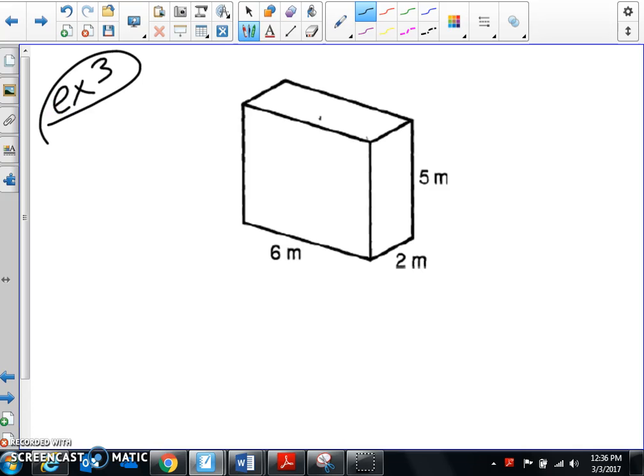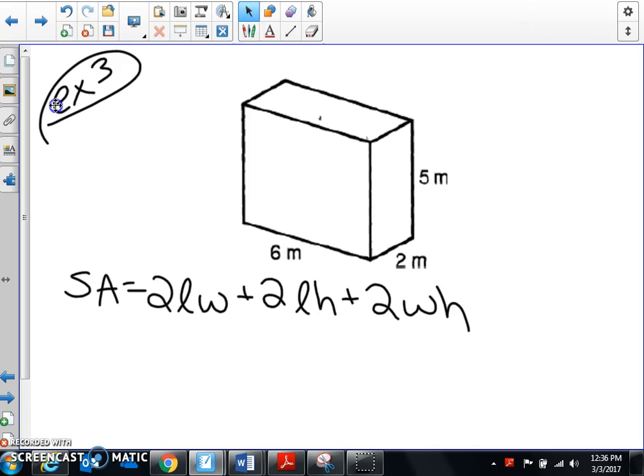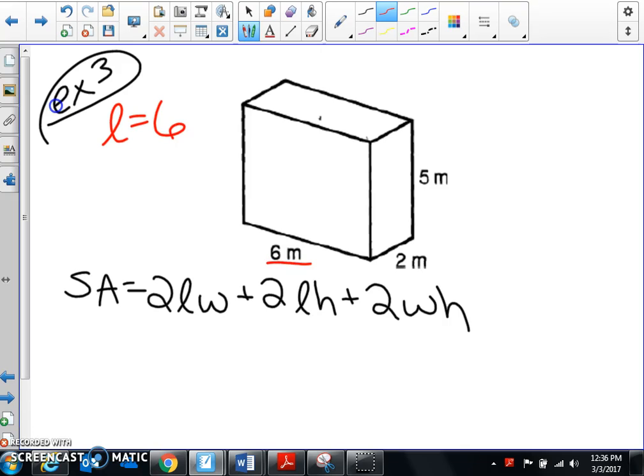So we're finding the surface area. So we'd say surface area equals, and please write down your formula exactly as you see it. 2LW plus 2LH plus 2WH. And then I also want you this time to make sure you place which one's which one. Now, it doesn't matter which one you pick as length, width, or height. But the length we're going to say is 6 feet. The width is 2. And the height is 5.